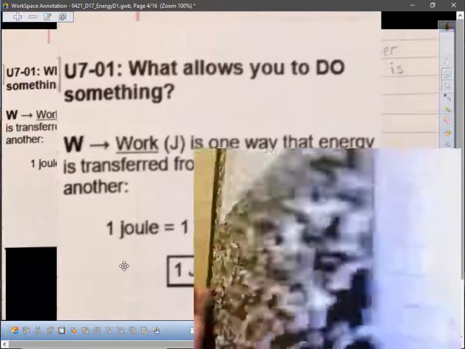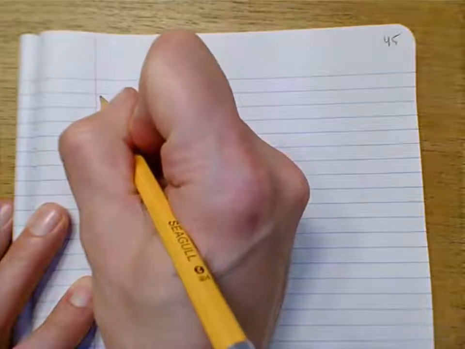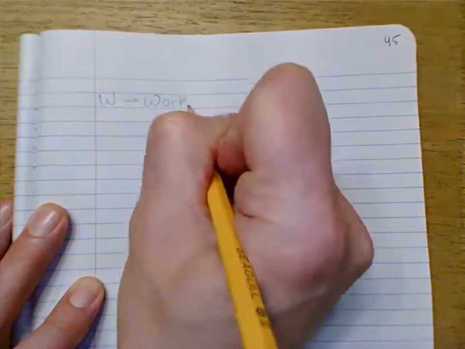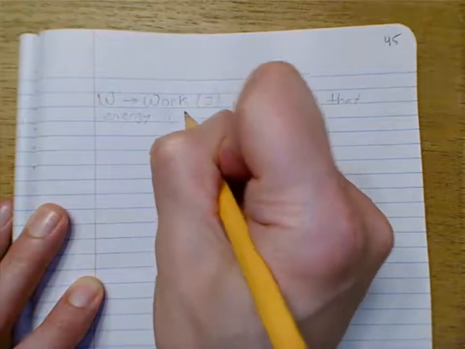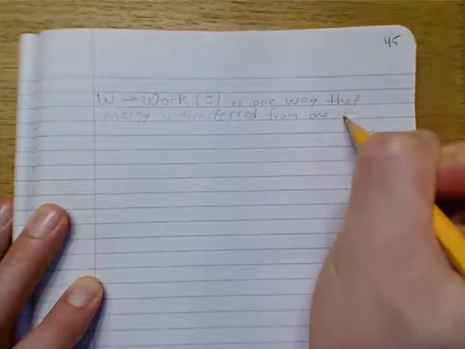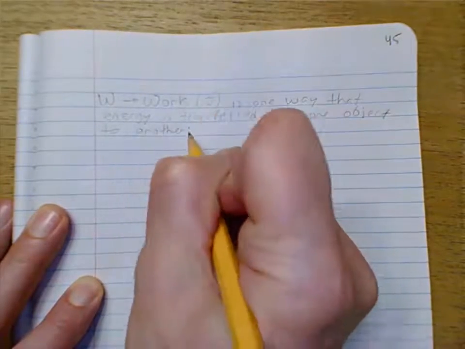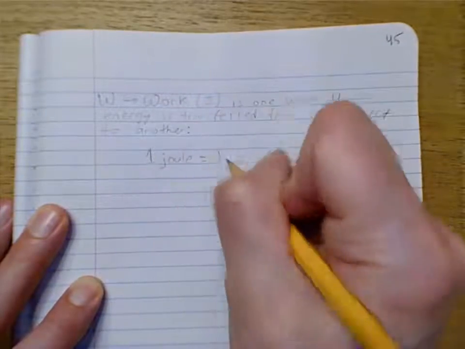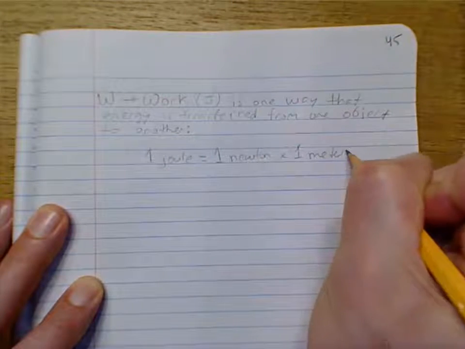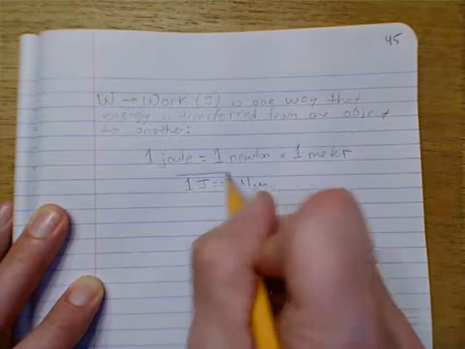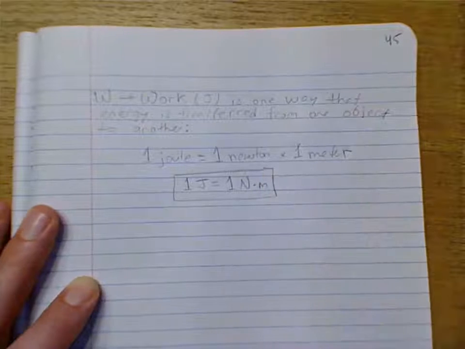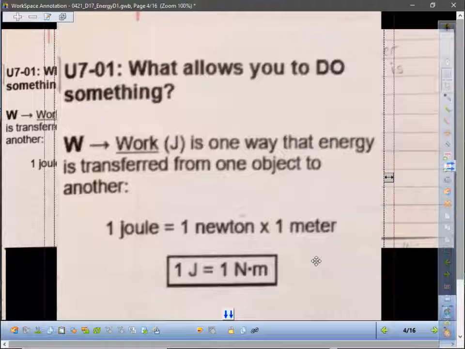So we want to get this in our notes. I'm going to turn into my notebook. I'm going to go to page 45 on my notes. W is work, joules. That's the definition of work and the units.